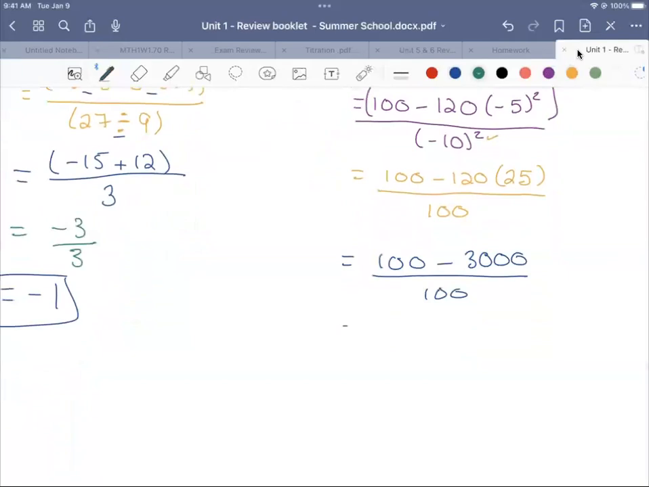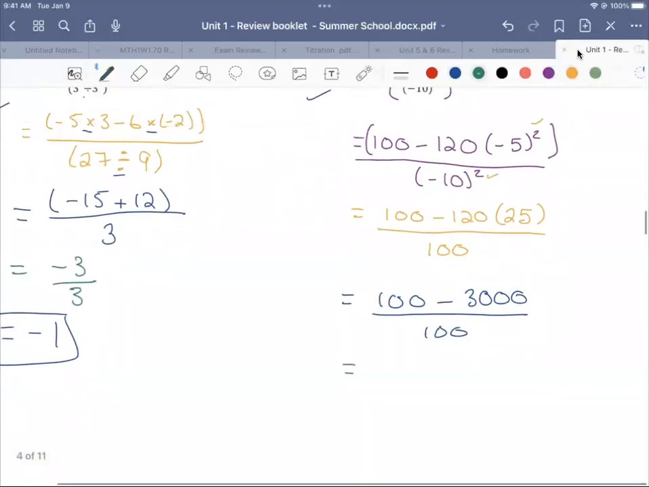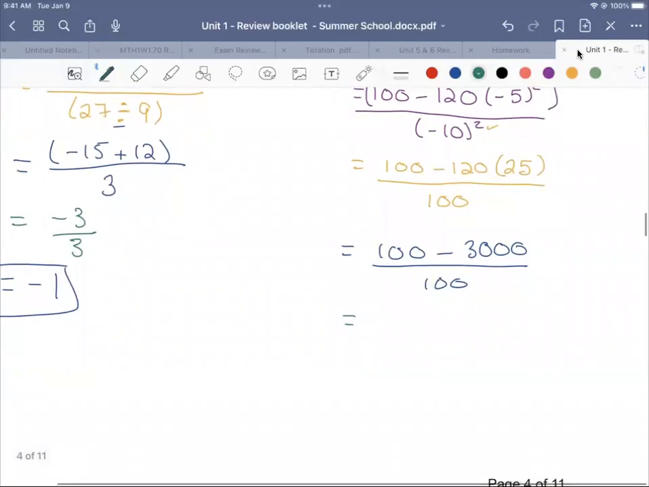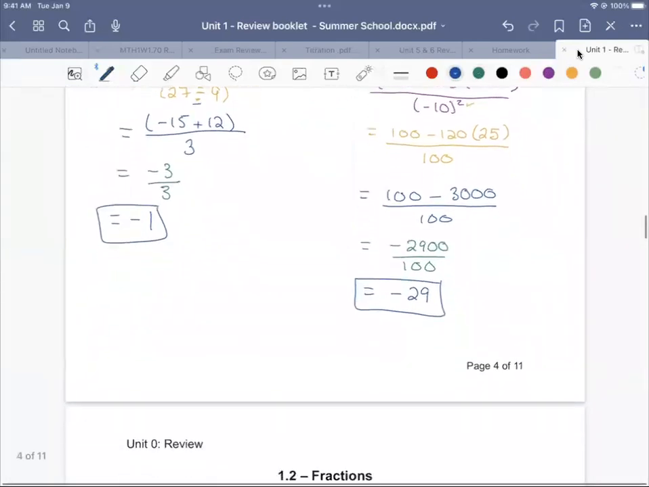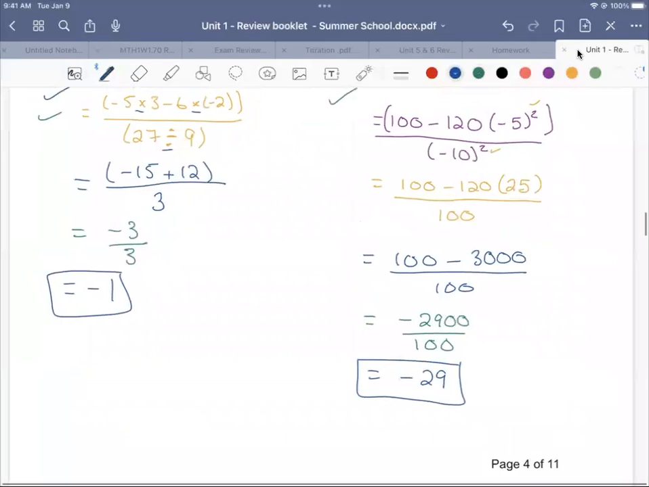I'm going to go to addition and subtraction because I do have that. And 100 minus 3,000 is going to give me -2,900 over 100. And my last step is to pop back up to division because now we have finished those upper and lower brackets. And this is going to give me -29. Awesome, and that is the end for lesson 1.